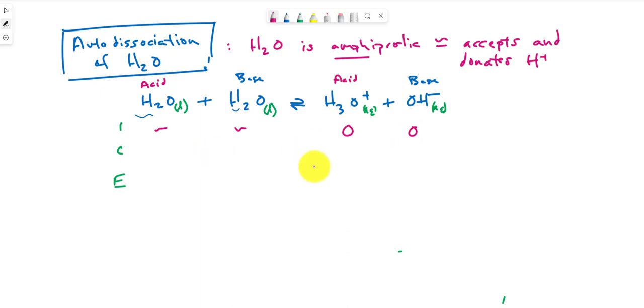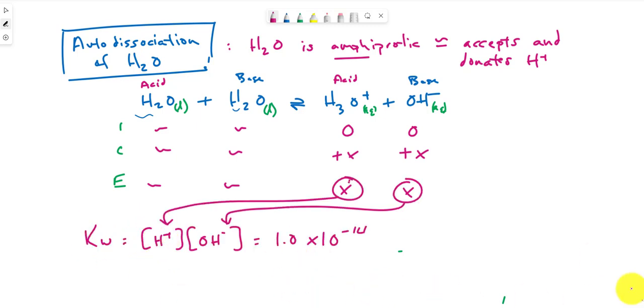The change means it's negligible or it's not important because they're pure substances, but based on the stoichiometry, we would expect some amount x of both of these things to increase in concentration. So that means the equilibrium concentration should be x, and we can take those x's and feed it back into the expression for Kw. So that should look something like this, which means 1 times 10 to the minus 14 is equal to x squared.